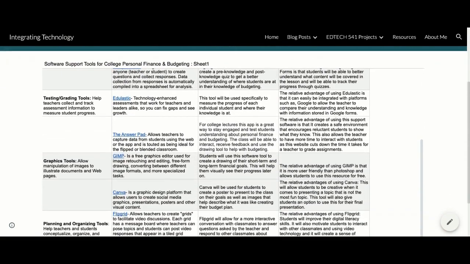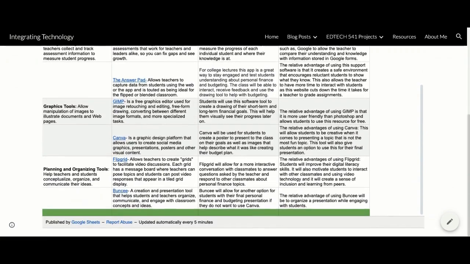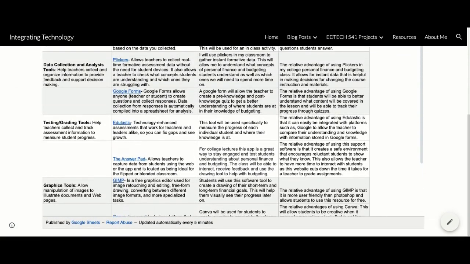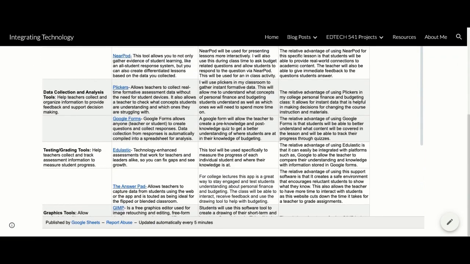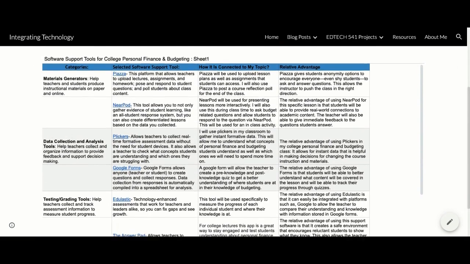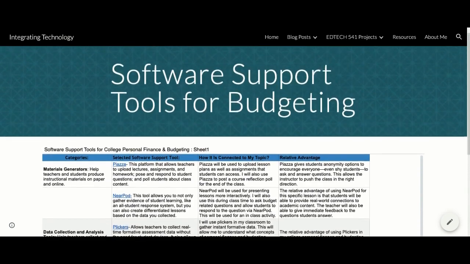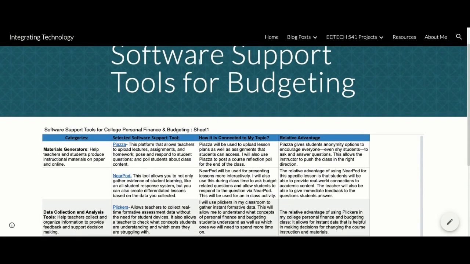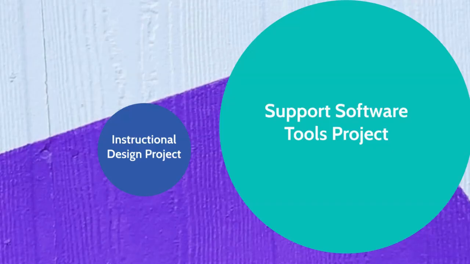In order to determine the relative advantage, I had to prove that each of these tools were relative to the topic I chose and how it would benefit the students when it comes to personal finance and budgeting. The relative advantage also helps students understand whether they prefer to use a certain software tool over another.